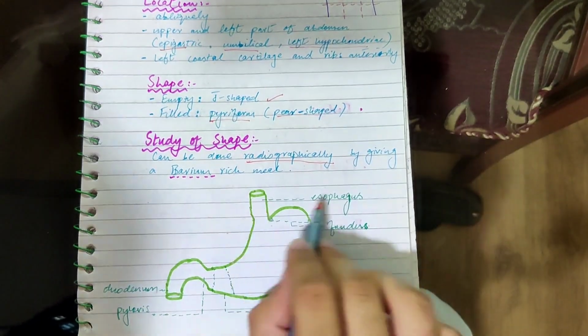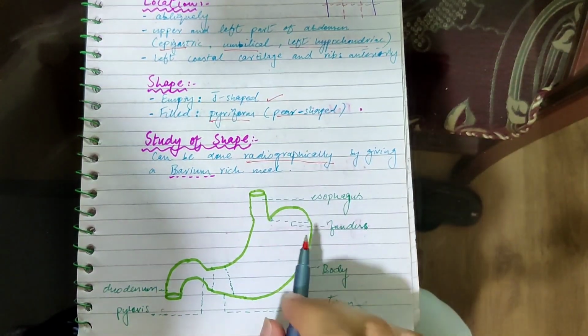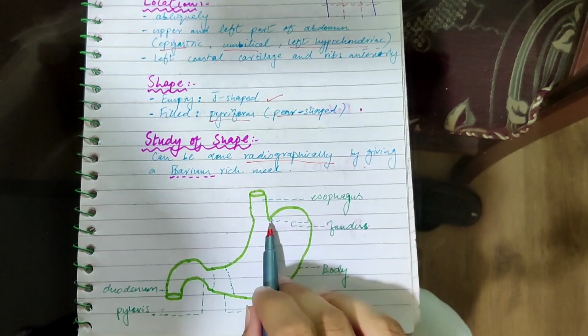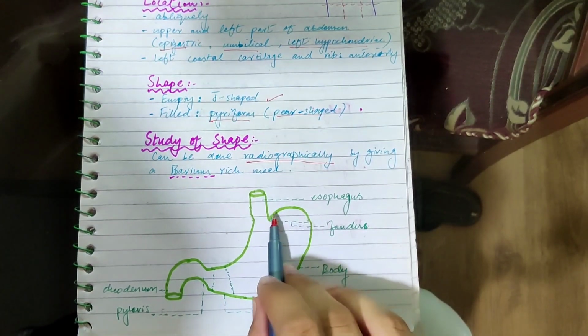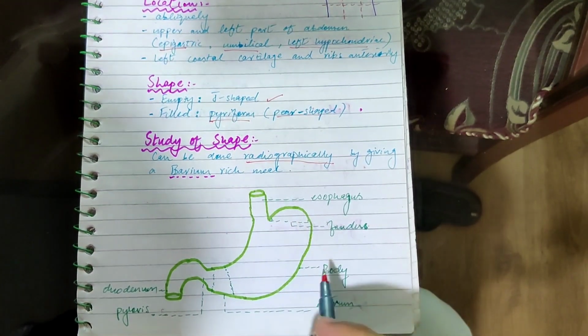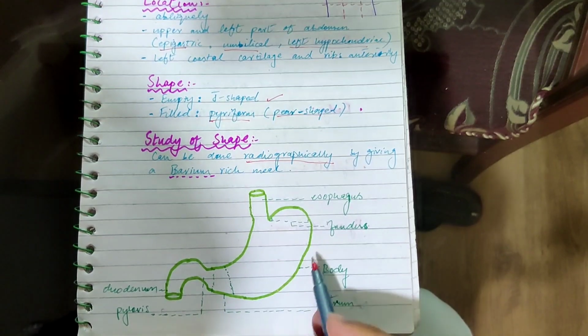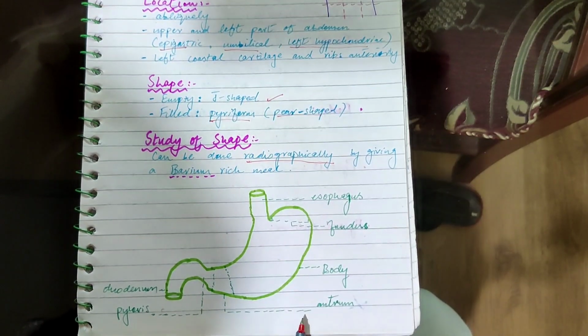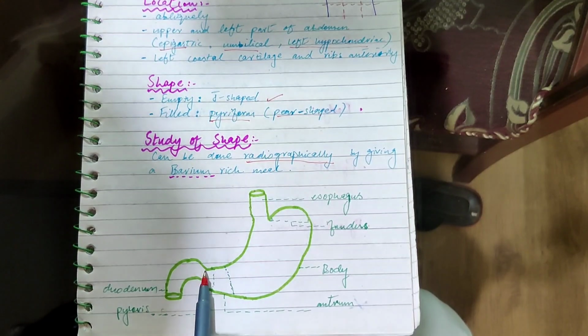So this is the esophagus and these are the parts of the stomach. The stomach parts include the fundus, which is the upper dilated portion, and then the body of the stomach, which occupies the major portion, the antrum and the pylorus region. The pyloric sphincter is present here before the duodenum.